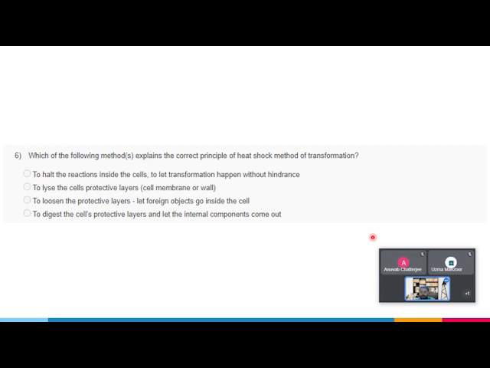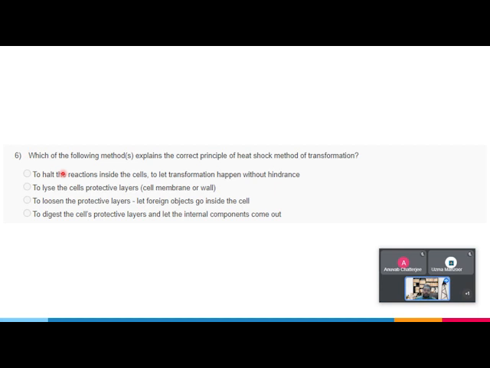So the options are: it halts the reactions inside the cells to let transformation happen without any hindrance; to lyse the cell's protective layer, cell membrane or wall, to loosen the protective layers and let foreign objects go inside the cell; and to digest the cell's protective layers and let the internal components come out. Only one of the following options is correct. You can go ahead and try putting the correct answer into the comments, which you think is the correct one.